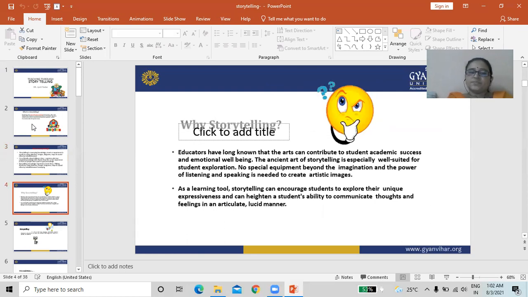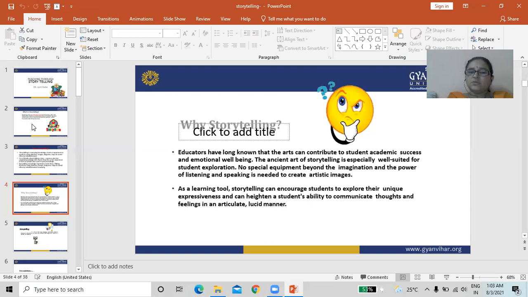Why storytelling? Education has long known that the arts can contribute to student academic success and emotional well-being. The ancient art of storytelling is especially well suited for student exploration. No special equipment beyond the imagination and the power of listening and speaking is needed to create artistic images.